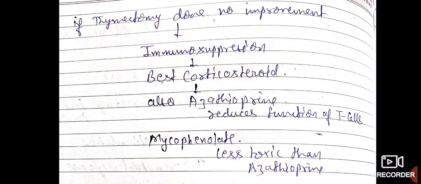If thymectomy is done and there is no improvement, then immunosuppression. Best is corticosteroids like prednisolone, and after some time we can use azathioprine, which reduces the function of T cells. And nowadays we can use mycophenolate, which is less toxic than azathioprine.